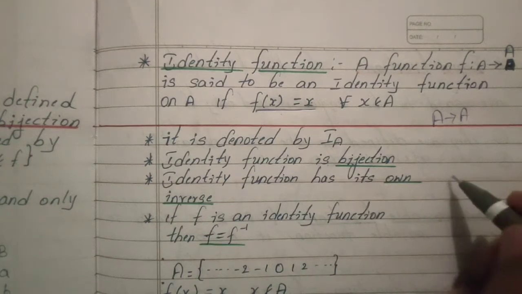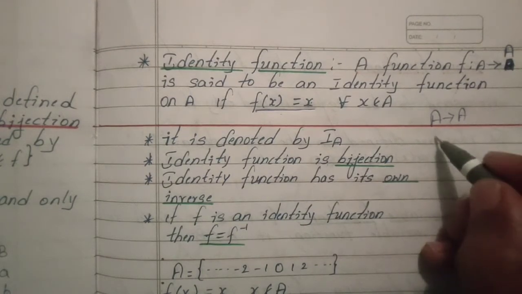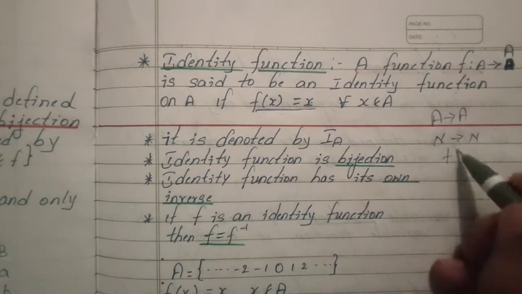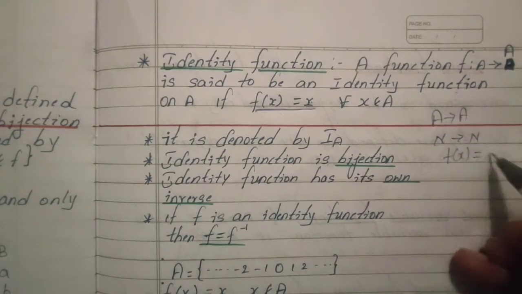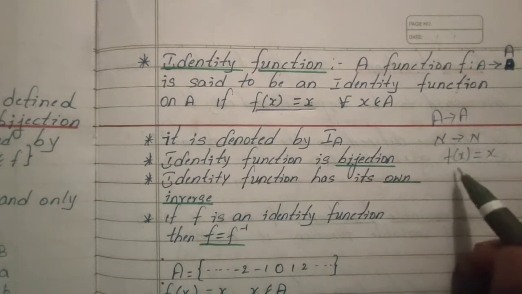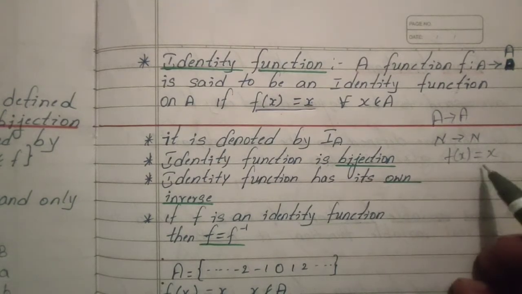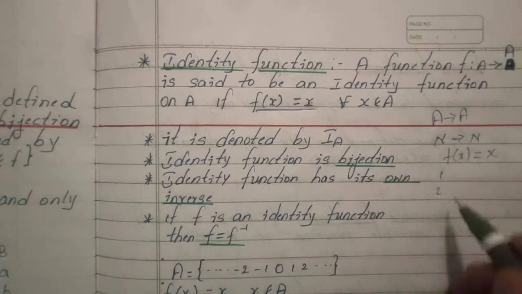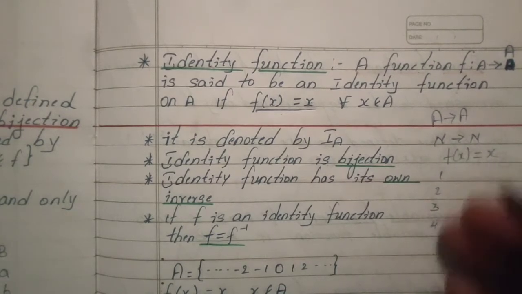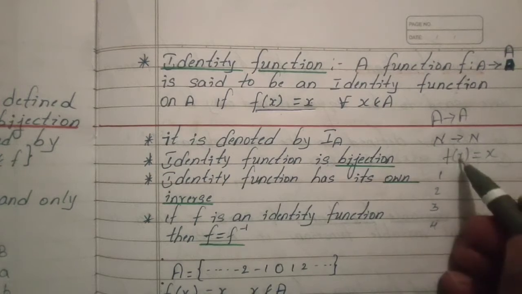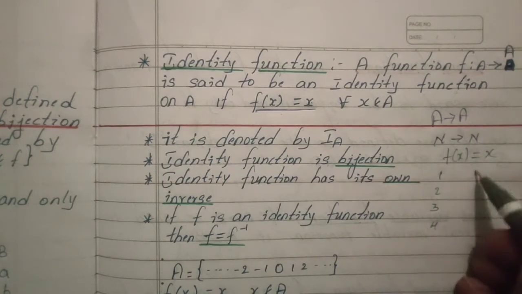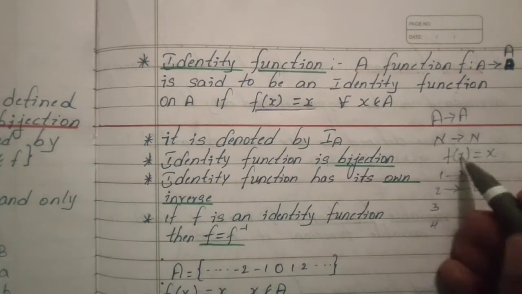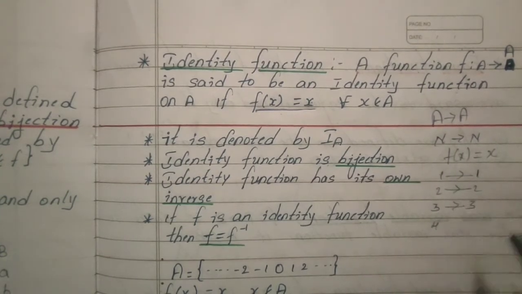One example: from natural numbers to natural numbers, I am taking f of x equals x. This is the condition for an identity function. These are natural numbers, 1, 2, 3, many things. If your input is 1, the output is also 1. Input is 2, output is also 2. Input 3, output also 3.